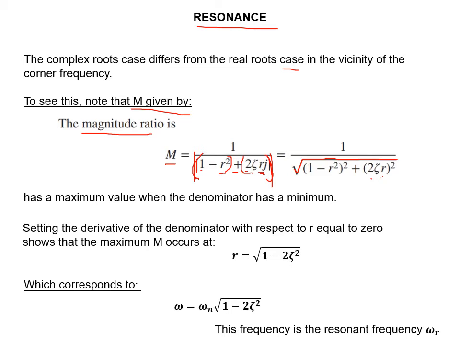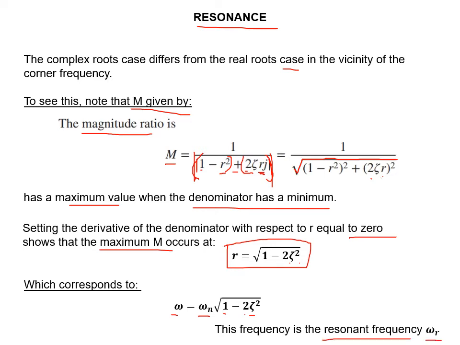Now this is going to have a max value when our denominator is at a minimum. We can find this by setting the derivative of the denominator with respect to r equal to 0 to make that a minimum. That shows that our maximum m, or magnitude ratio, occurs at r equal to the square root of 1 minus 2 times our damping factor squared, which corresponds to omega equal to omega sub n times the square root of 1 minus 2 times our damping factor squared. So this frequency is the resonant frequency, omega r.